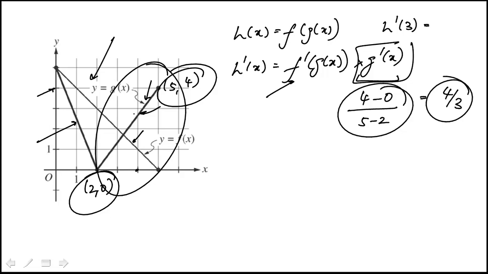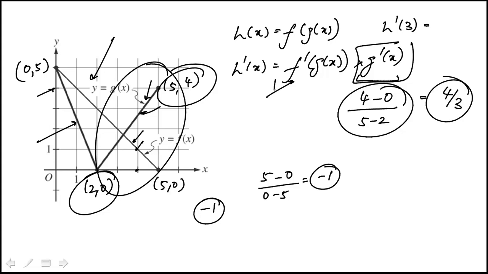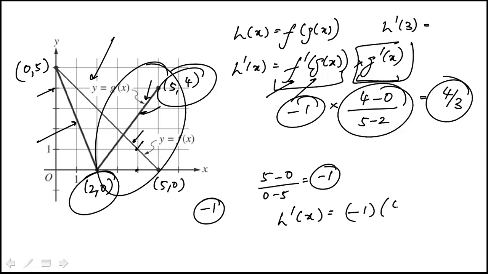4 minus 0 over 5 minus 2, so that's 4/3. Now f prime, if you notice here, f is linear. f prime would be the slope of that function, and that point is 5, 0, and that is 0, 5, and you'll see the slope is -1, and it's a constant. So you have to evaluate it at g of x, but since it's a constant, it's just -1. So h prime x is actually a constant. That means h prime of 3 is also -4/3, and that's the answer choice B.